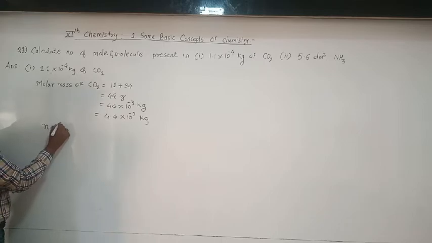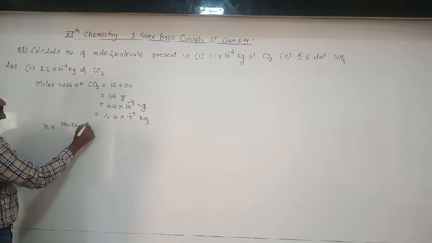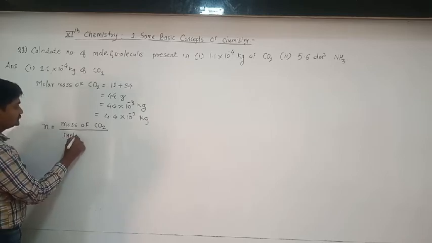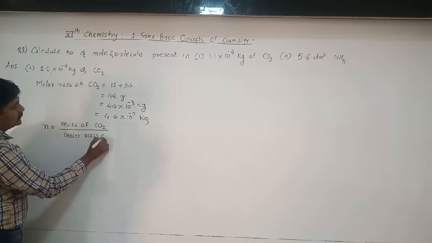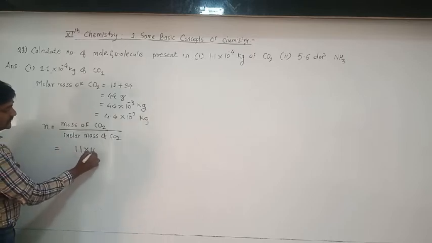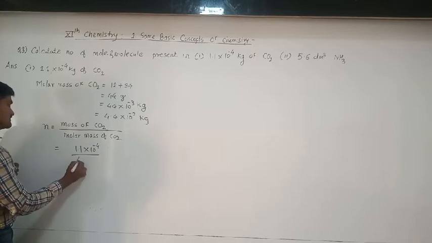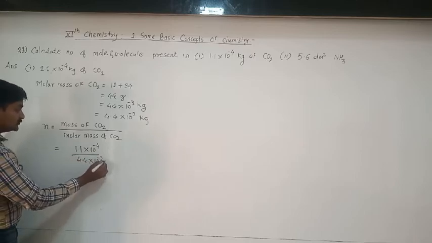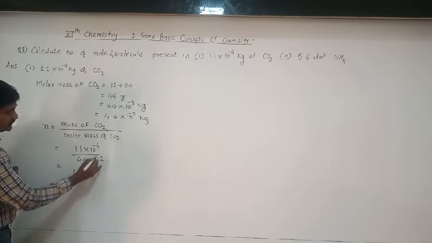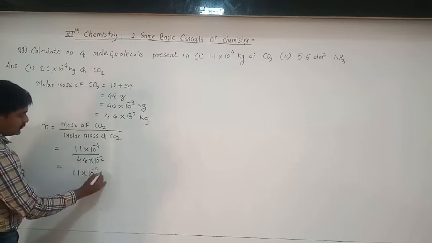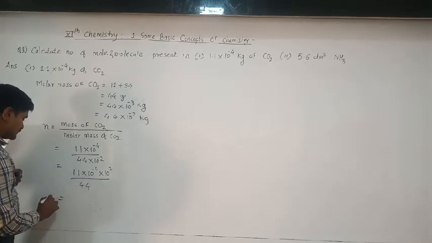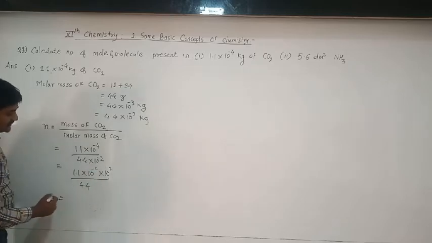Now first calculate number of moles. Number of mole is equal to mass of CO2 upon molar mass of CO2. Mass of CO2 is 1.1 into 10 raised to minus 4. Molar mass of CO2 is 4.4 into 10 raised to minus 2. हे minus 2 वरती जाऊ द्या. 1.1 into 10 raised to minus 4 into 10 raised to 2 upon 4.4. So N is equal to 10 raised to minus 2.